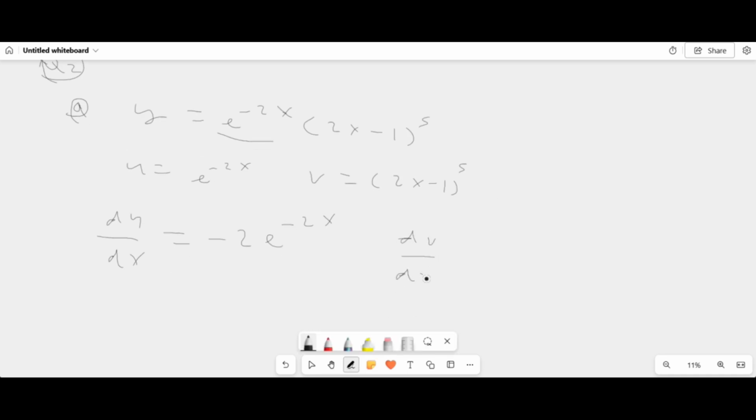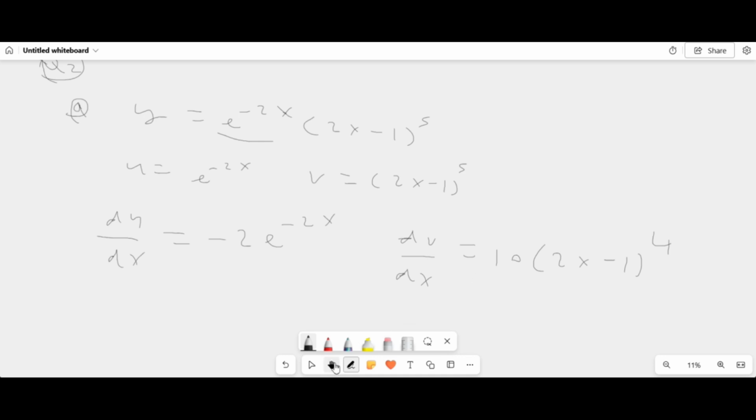So for dv you're going to need to take 5 down, so 5 times 2x minus 1 to the power 4. And then as well, differentiate the inside. The inside is 2x minus 1 differentiated, that's 2, my bad, 2. And then times 5 outside, that's going to be 10. So it's going to be 10 outside here.